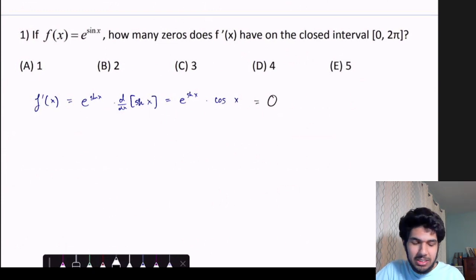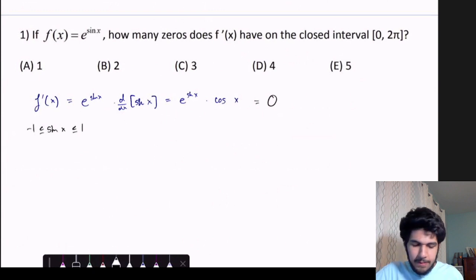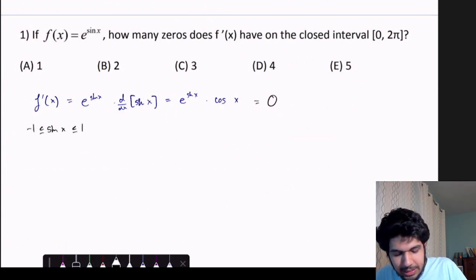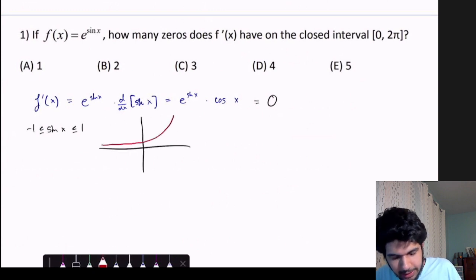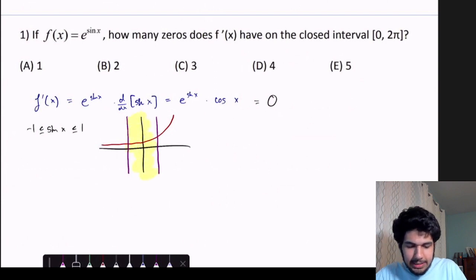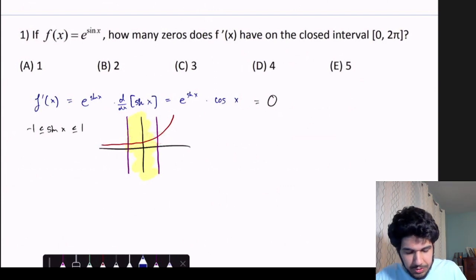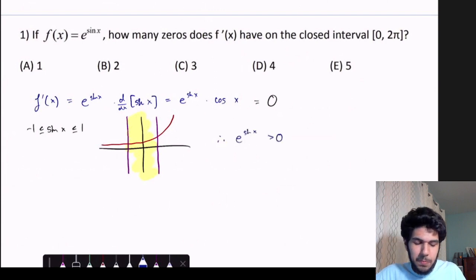Sine of x oscillates between -1 and 1, right? So sine of x is in between 1 and -1. And if we think of the graph of e to the x, that looks something like this. So if we restrict our field of vision to -1 to 1, we're only looking within this area here. And that section of the curve is always positive. It's never equal to 0. So that means e to the sine of x is greater than 0.